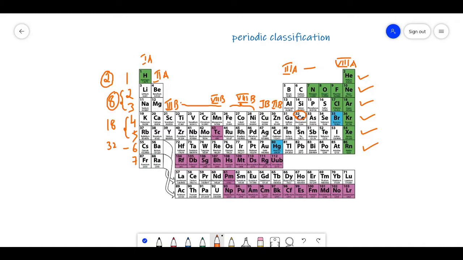Suppose the question is asked for 32. You write all these elements, take 36 and go back. So this is 8, 7, 6, 5 and 4. So atomic number 32 belongs to the fourth group. When coming to period, helium belongs to the first period, then second period, third period, fourth period. So atomic number 32 belongs to the fourth group and also the fourth period. In this way you can calculate group number and period when the atomic number is given.